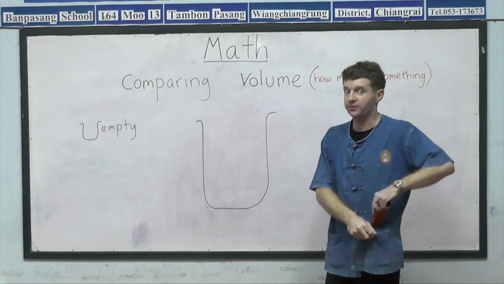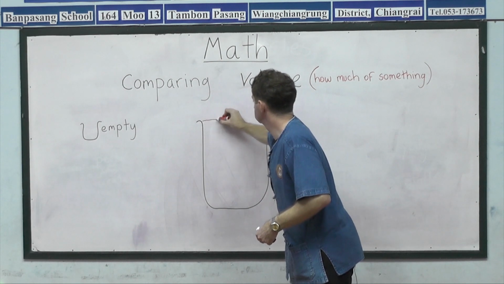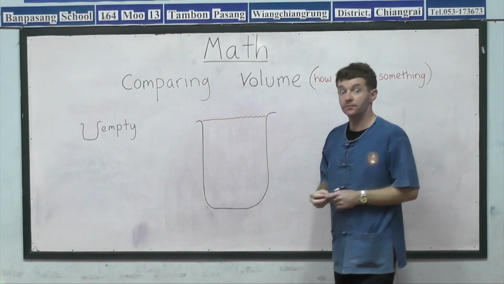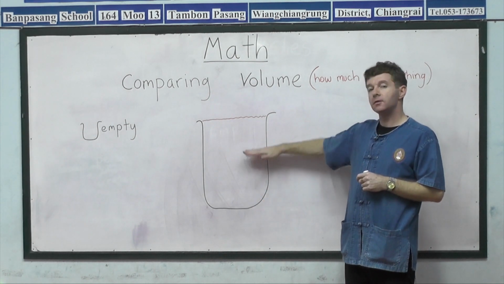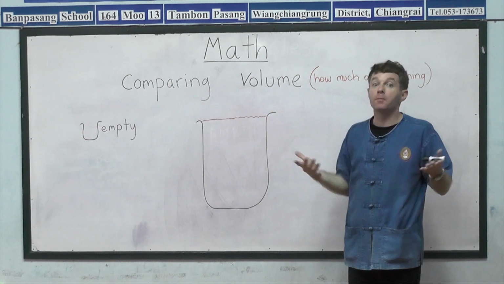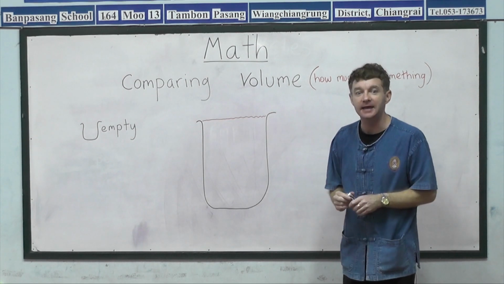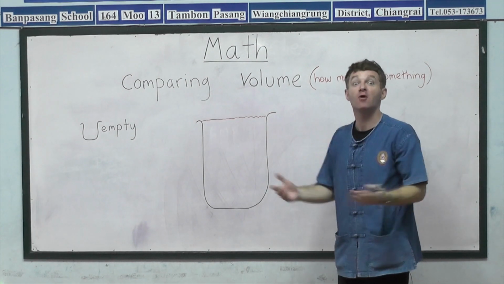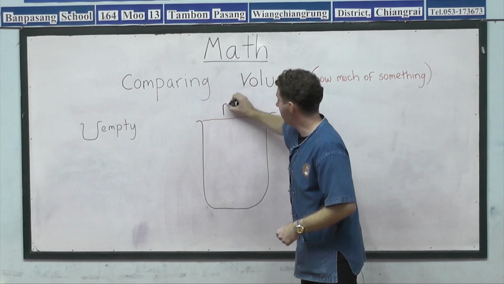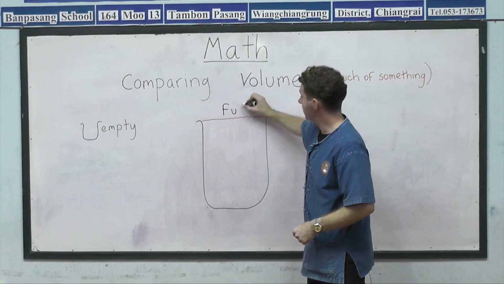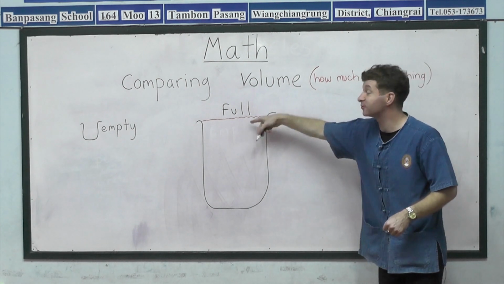Now it has water inside. Capacity, excellent. But what's another word when the glass, the jar, the bottle, any type of container is at capacity? We can say it is full. The container is F U L L, full. The container is full.